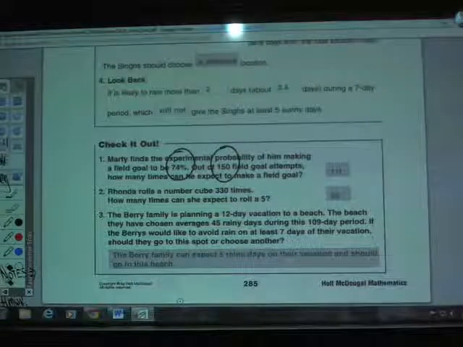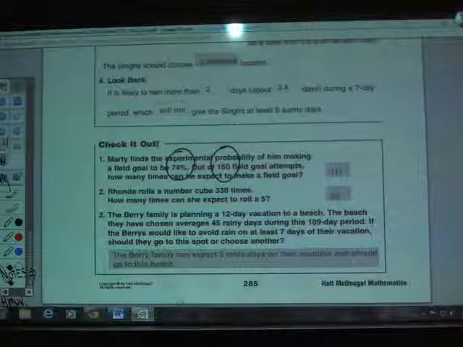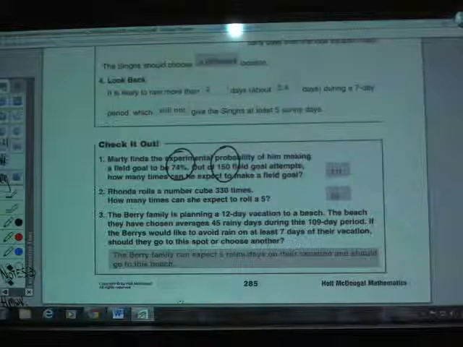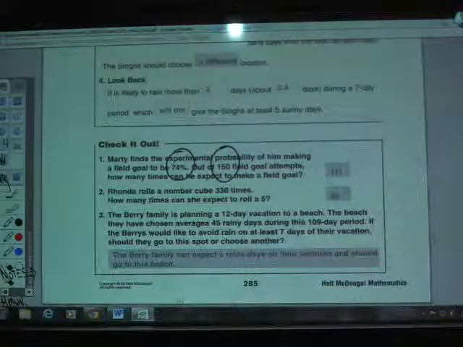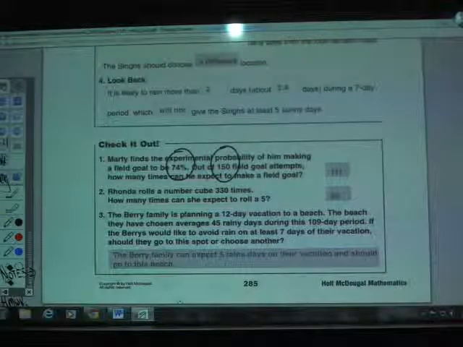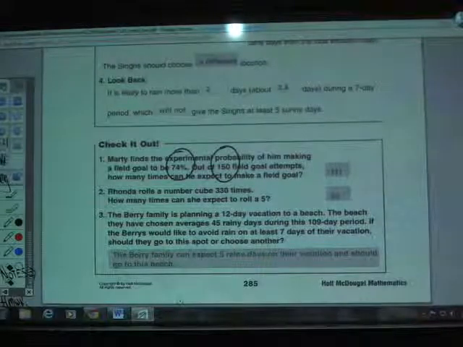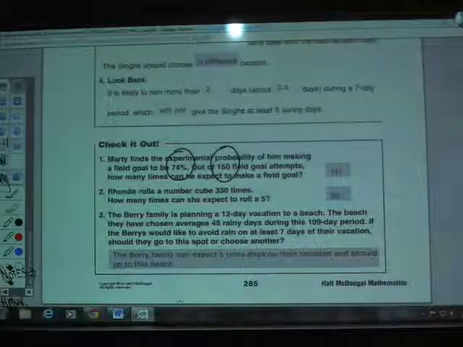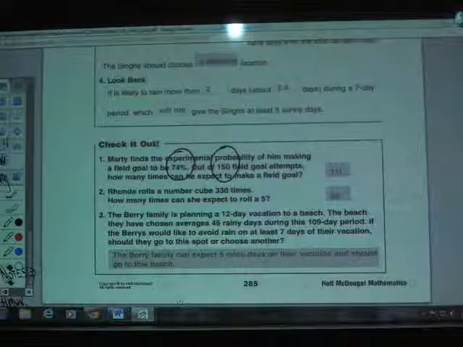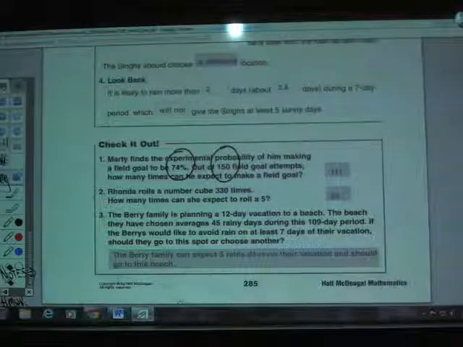All right, number 2. Rhonda rolls a number cube 330 times. How many times can she expect to roll a 5? So, first thing we need to do is actually calculate the probability of getting a 5. Well, there's one thing that's a 5, so one possible winning scenario here, out of 6 total possibilities: 1, 2, 3, 4, 5, and 6. So there's a 1 out of 6 chance of me getting a 5 here.